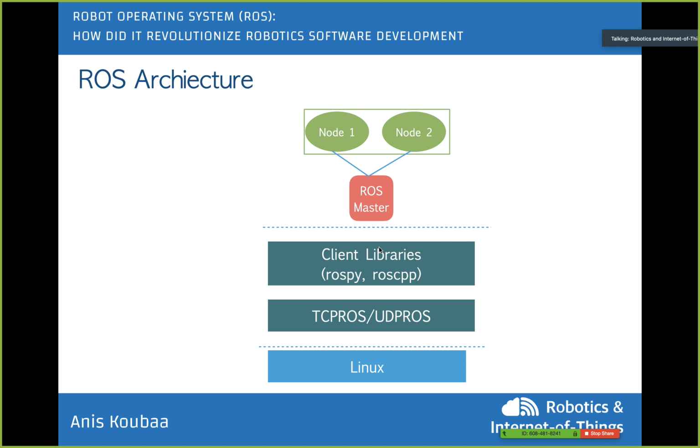And then ROS defines different client libraries, both in the Python programming language and in C++. So these are the two main programming languages. Also, there are some client libraries in Java, but they are less popular. And it uses TCP and UDP for inter-process communication. And basically, ROS 1 was developed for the Linux operating system, although there are some experimental versions for Mac and Windows, but they are not of much use when it concerns ROS 1. So this is the architecture of ROS.